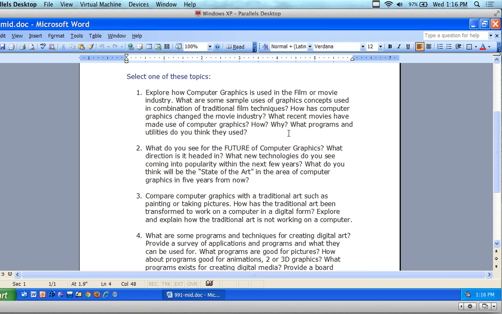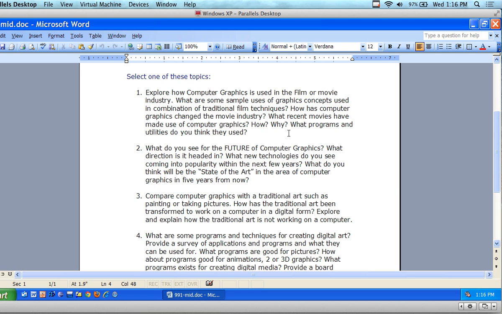So you're doing mostly an analysis, and you're coming up with your own ideas about how you feel about the movie industry and how movies have been using computer graphics. I've already done it for you. I sent you an email for it too. Okay, so you're good.